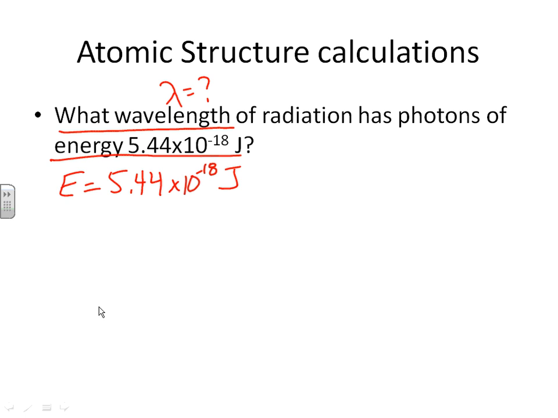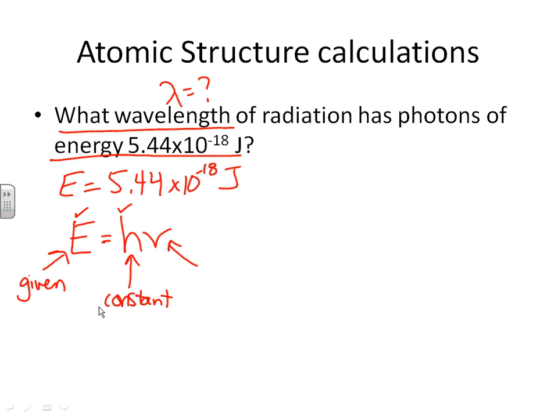Start with the number that the problem gives you. Think about what you can do with this. We have a formula that involves energy: E equals h nu. E was given. What do we know about the other components? H, that's a constant. That's always going to be the same number, which means that if I'm looking at E equals h nu, I have energy and I have Planck's constant. I have those two numbers. This means that I can solve for nu. I have enough information to solve for nu.